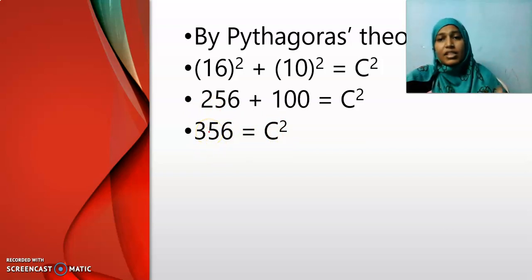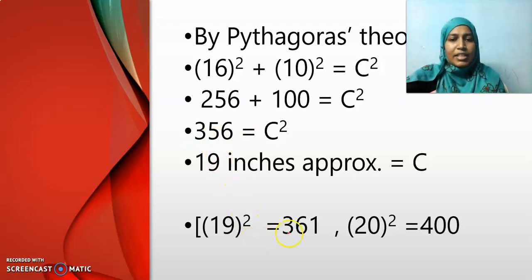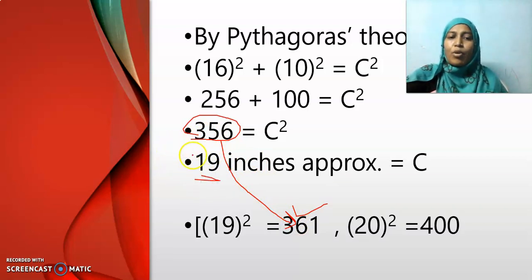Is 356 a square number? Check the table whether you have this 356 in that square table. No, you will not have that because 356 is not a perfect square number. It lies somewhere between two perfect squares. Let me tell you in between which it lies. See here, 19 squared is 361 and 20 squared is 400. And this 356 is closer to 361. So it will be closer to 19, like 18.9. So we rounded off to 19.